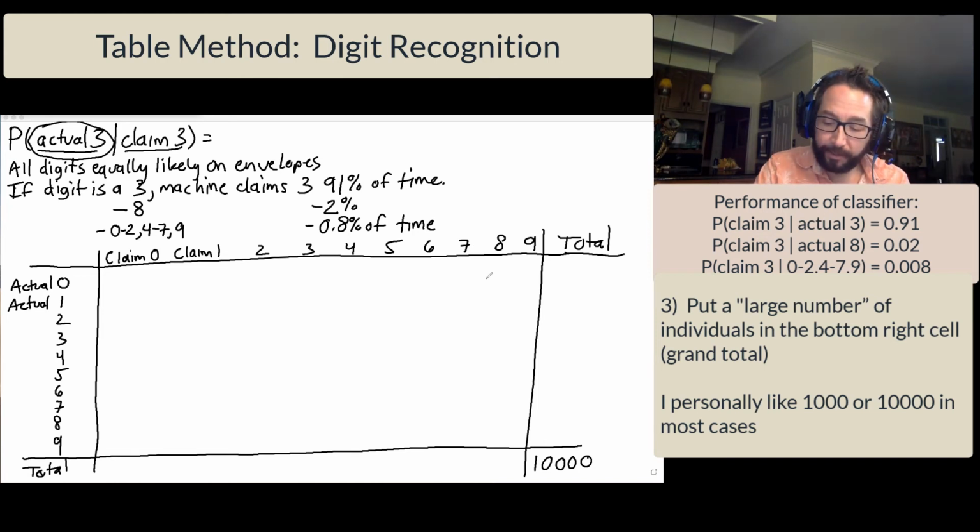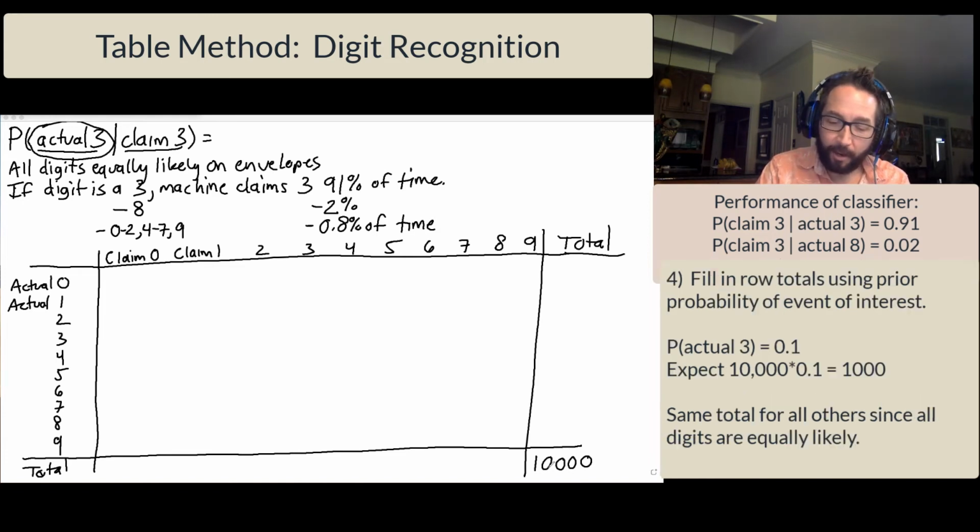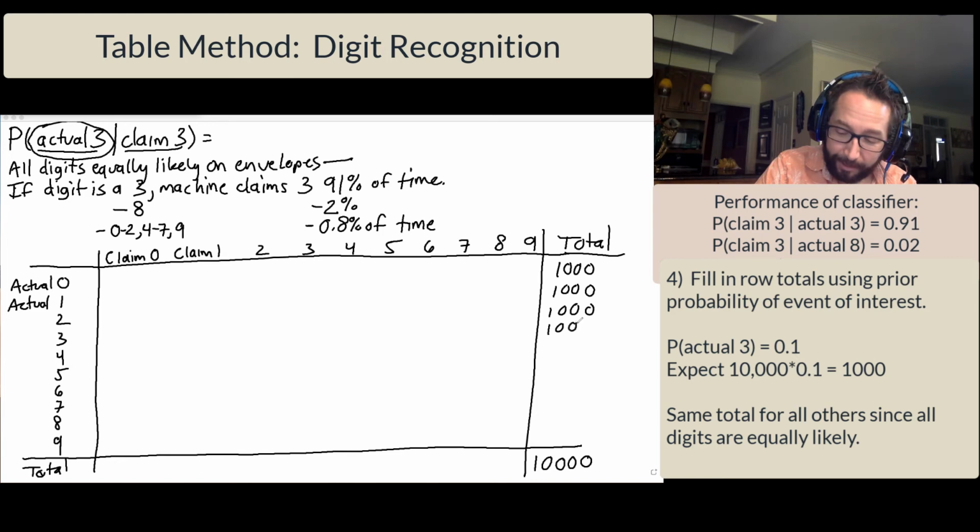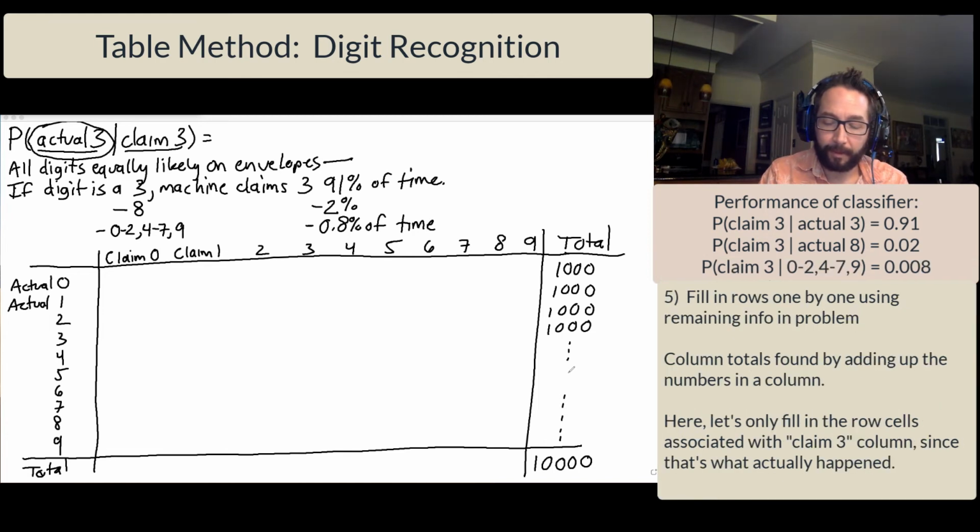So the first thing we'll do is fill in the row totals. If we're dealing with 10,000 digits, we know that all digits are equally likely to appear. So of these 10,000 digits, we expect 1,000 to be 0s, 1,000 to be 1s, 1,000 to be 2s, 1,000 to be 3s, et cetera, et cetera. All these rows are going to be 1,000.